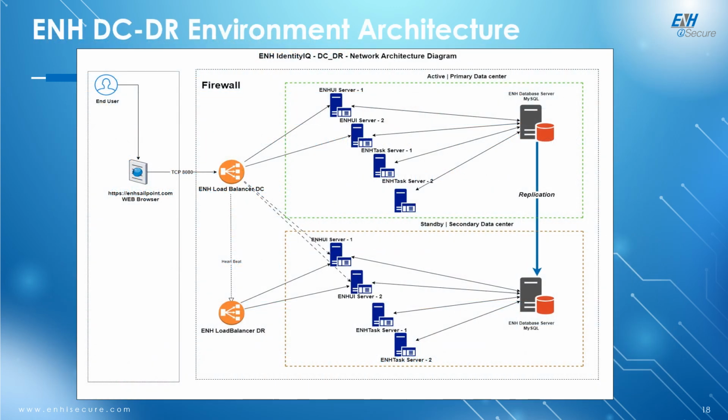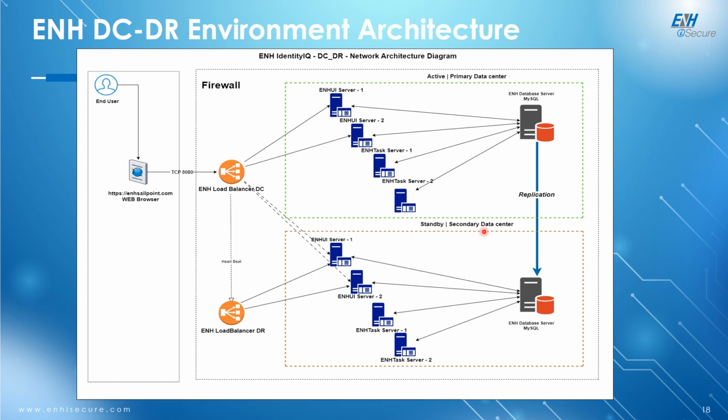Now we have our ENH environment. It is called a two data center architecture. It is composed of a primary or active data center and a secondary or standby data center. So, as you can see, we have defined active and standby data centers.